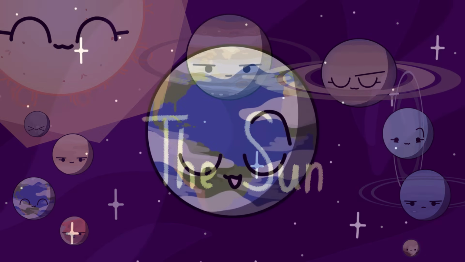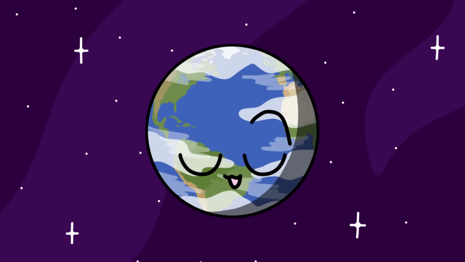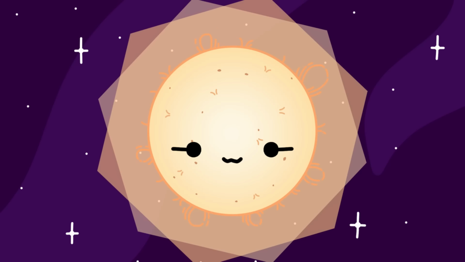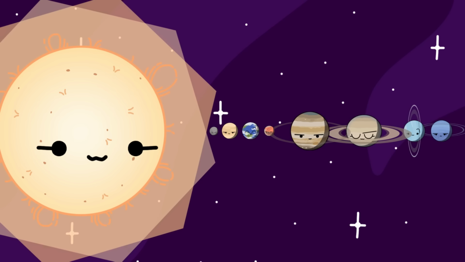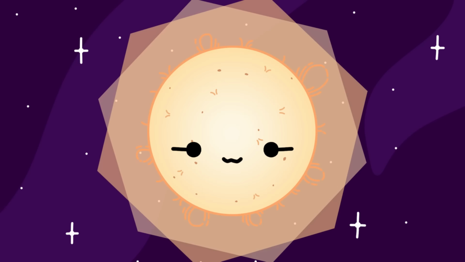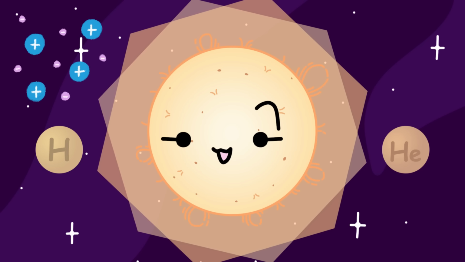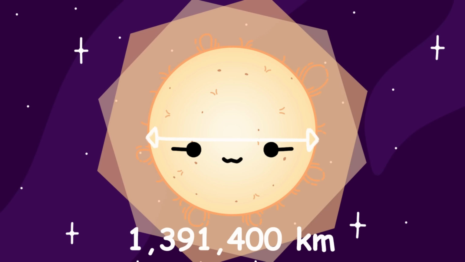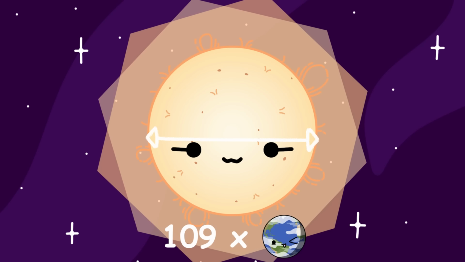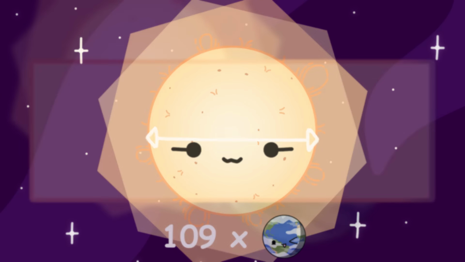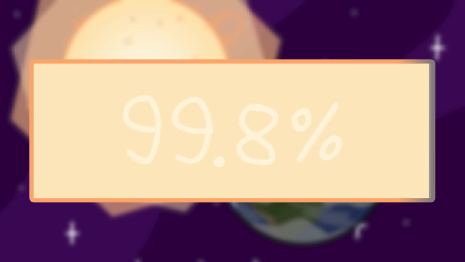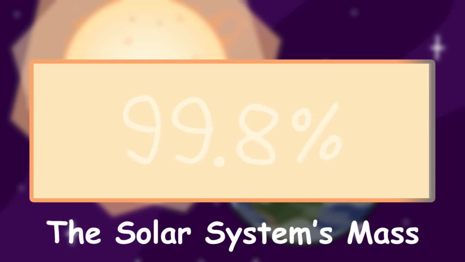The Sun. Let's start off with the center of our solar system, the Sun. The Sun is a G-type main-sequence star and is the center of our solar system. The Sun is mainly made of hydrogen and helium, with some trace elements in a plasma state. It has a diameter of 1,391,400 kilometers, or about 109 times the diameter of Earth. The Sun contains 99.8% the mass of the entire solar system.